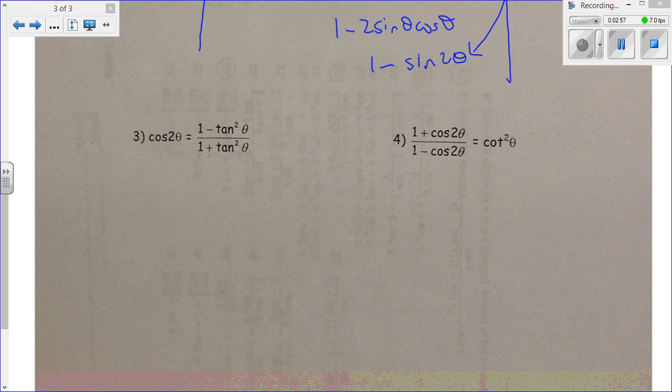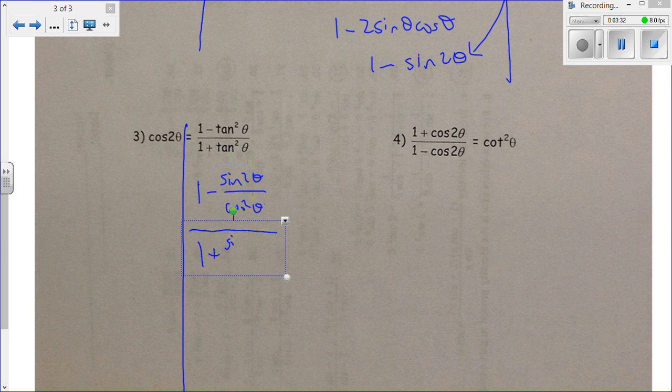All right. For number 3, we have cosine 2 theta equals 1 minus tan squared theta over 1 plus tan squared theta. Since I have 3 different formulas for cosine of 2 theta, I'm not going to work with that side first, because I don't know which formula I need or which form I need it to be in. So I'm going to work with the right side first, and turn everything into sine and cosine. So it's 1 minus sine squared theta over cosine squared theta, all over 1 plus sine squared theta over cosine squared theta. Now I have a complex fraction.